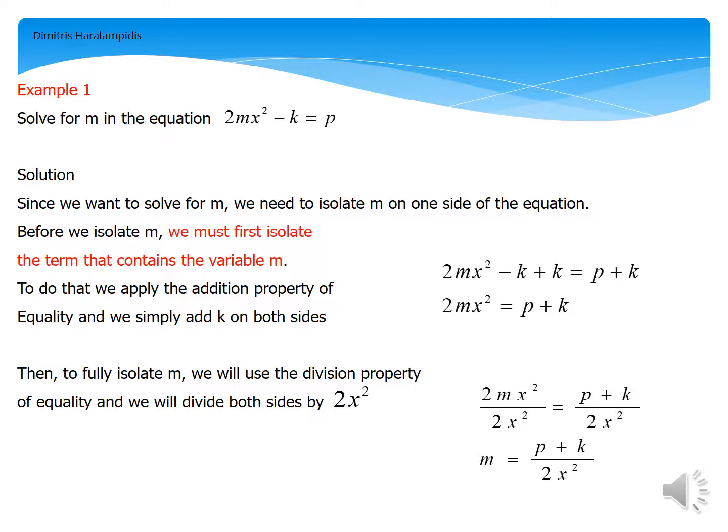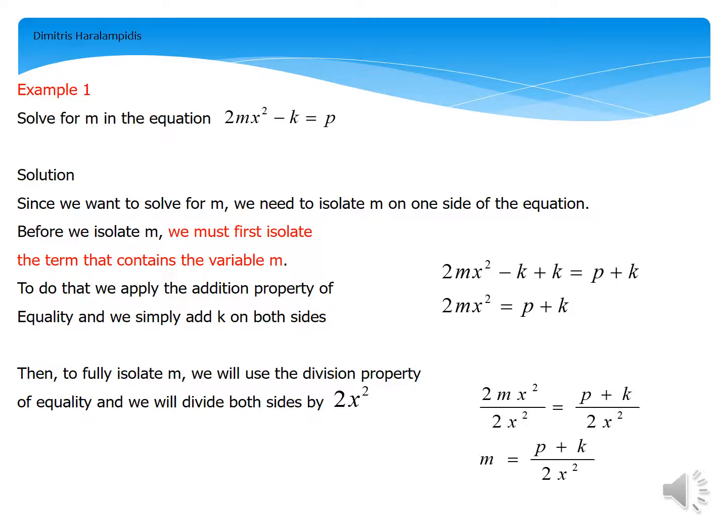Example 1. Solve for m in the equation 2mx squared minus k equals p. Since we want to solve for m, we need to isolate m on one side of the equation. But before we isolate m, we must first isolate the term that contains the variable m. In that case, this term will be the 2mx squared term.